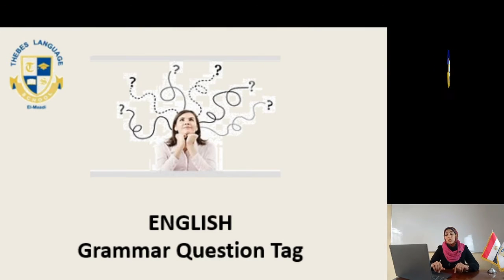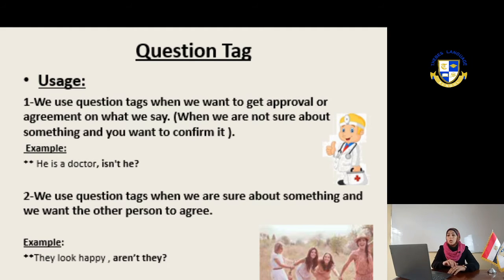First of all, English grammar question tag. Let's check the presentation. The usage. What's the usage of the question tag? First of all, we use question tags when we want to get approval or agreement on what we say. We were not sure about something and we want to confirm it from the other one. As an example, if you check the picture, he's a doctor, isn't he? So here I just want you to confirm to me, is my idea correct or not?